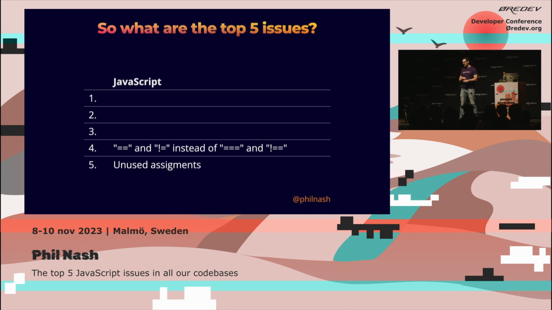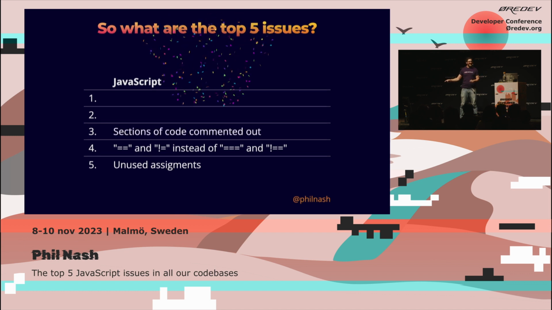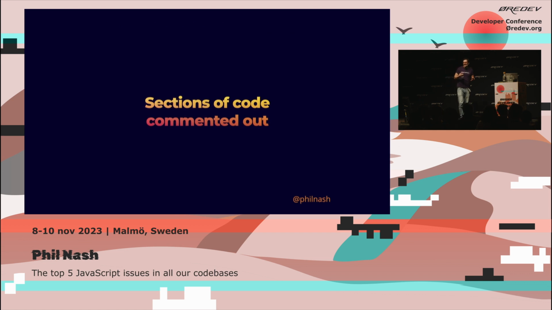Cool. In at number 3, sections of code commented out. So this is another readability issue. I don't even have an example for this. It's just sections of code shouldn't be commented out. If you're committing commented out pieces of code into your repository, I don't know why.